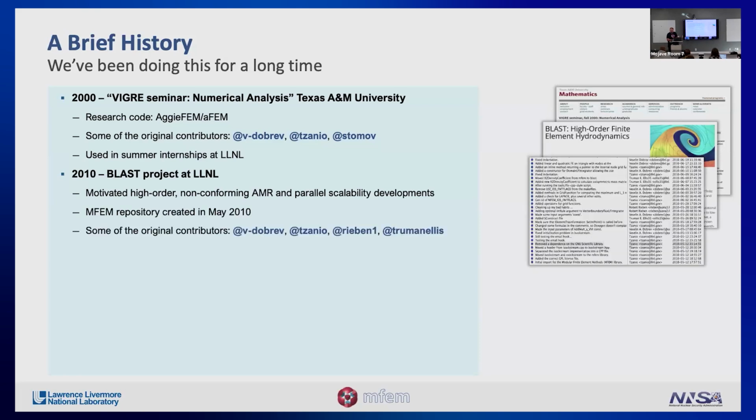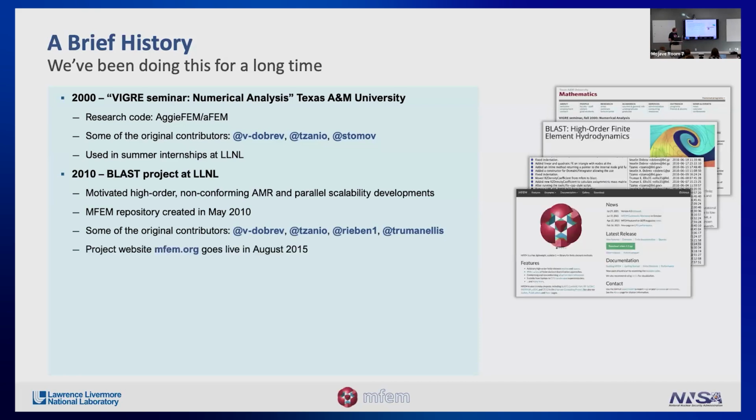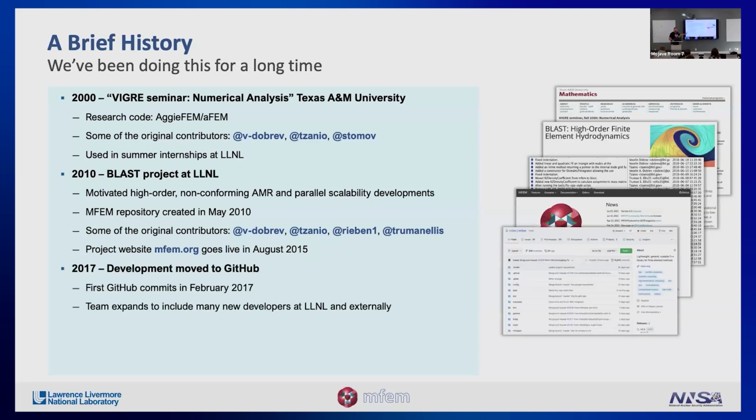And we created the repository in May 2010. So it's 14 and a half years at this point. Veselin, me, Rob Rieben, and Tzanio were some of the first people that committed to this repository. And then the website went live in 2015. Things in the lab were not as open back then. You can see the history of Livermore open source software here.